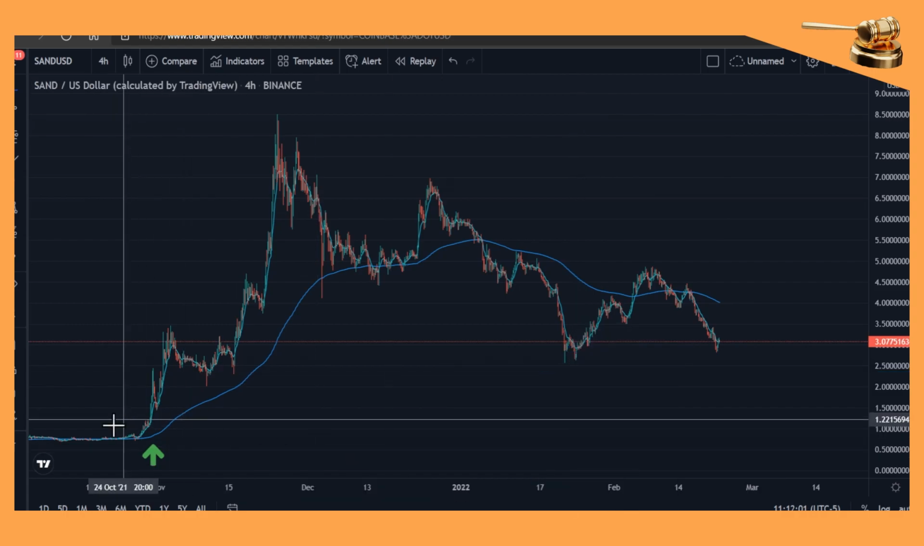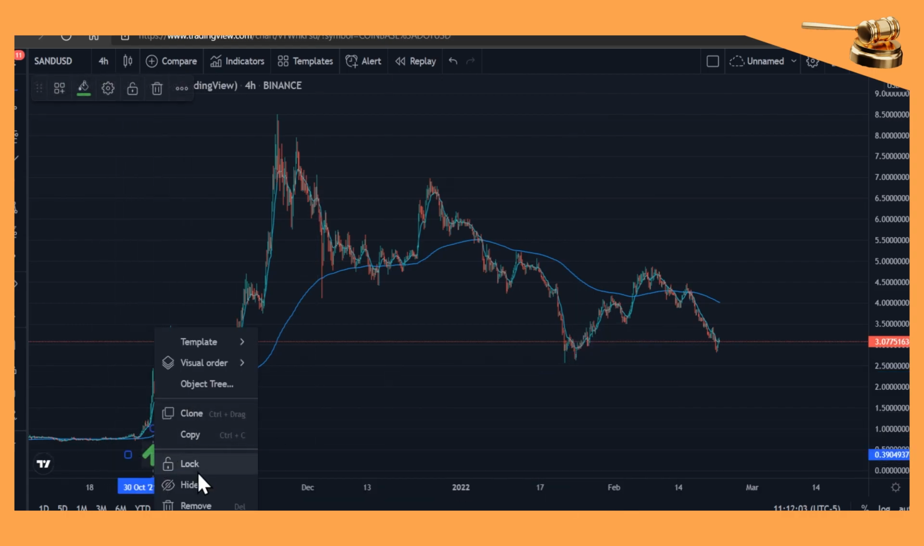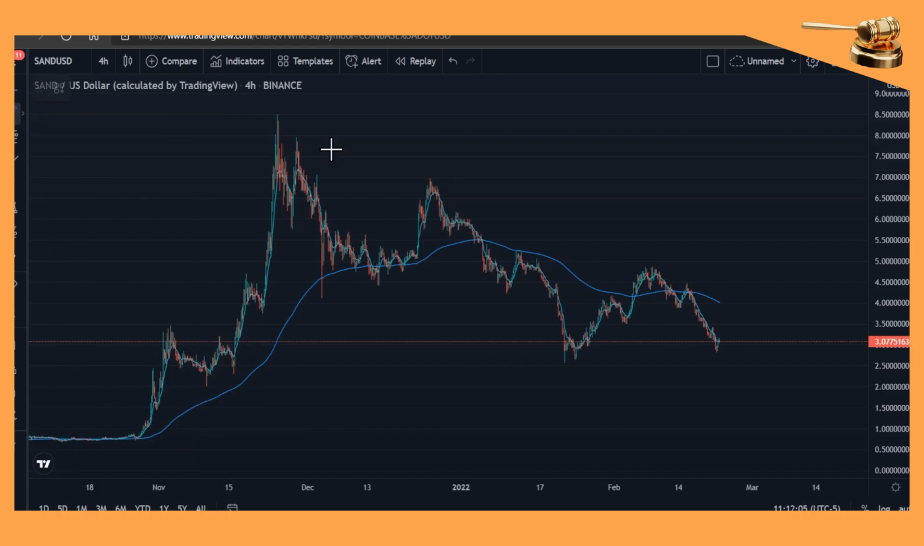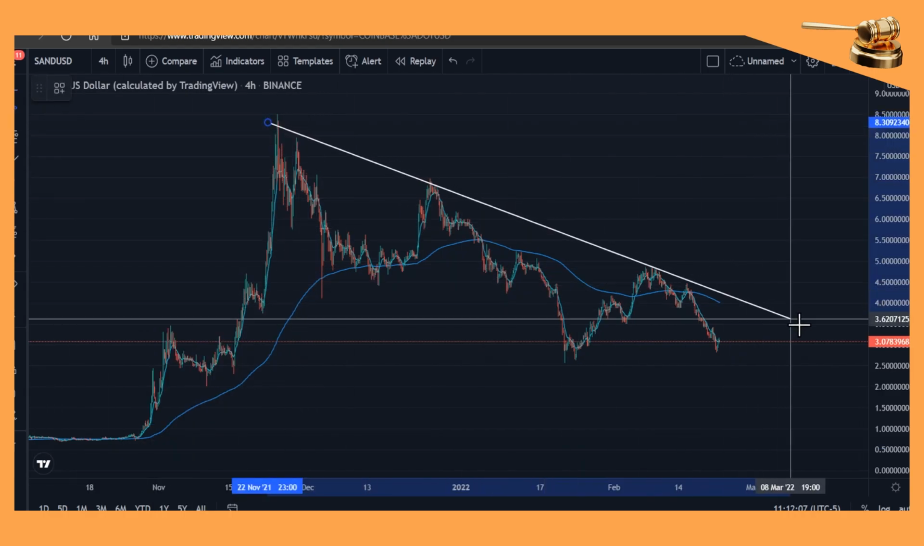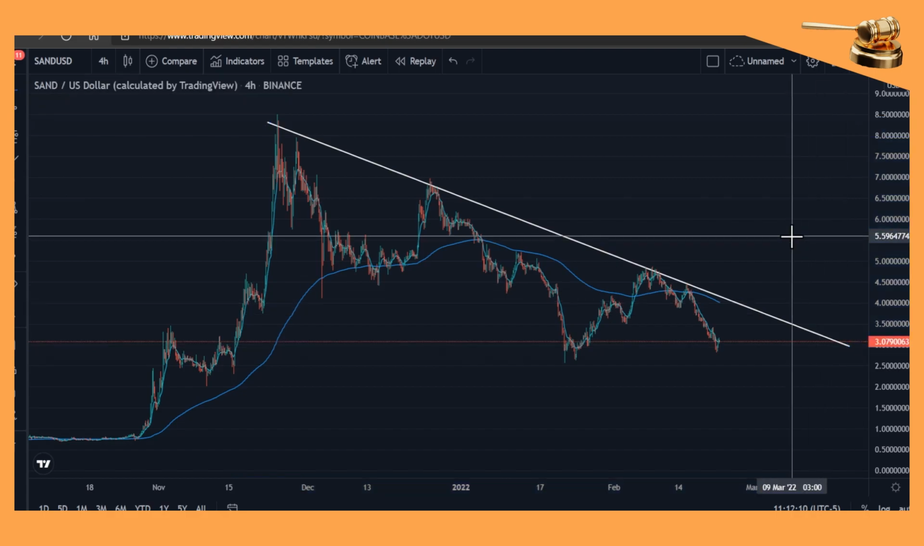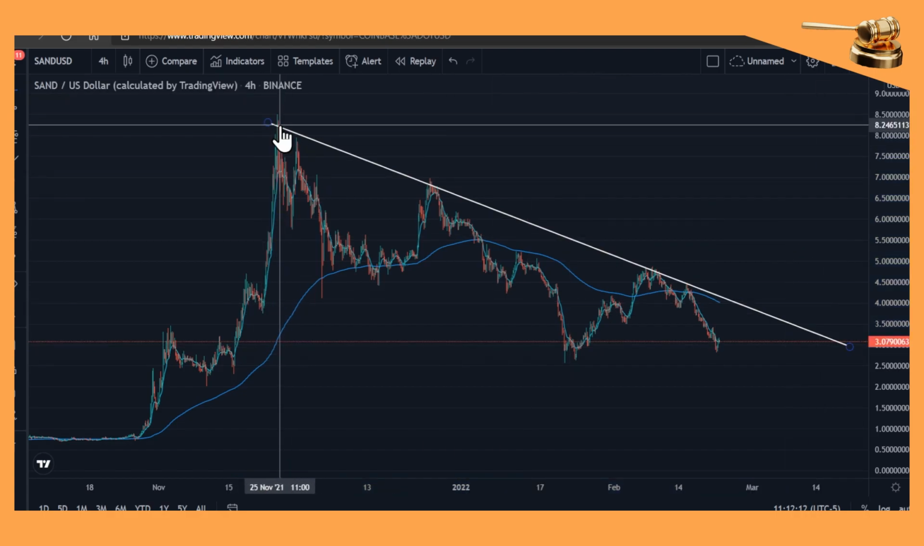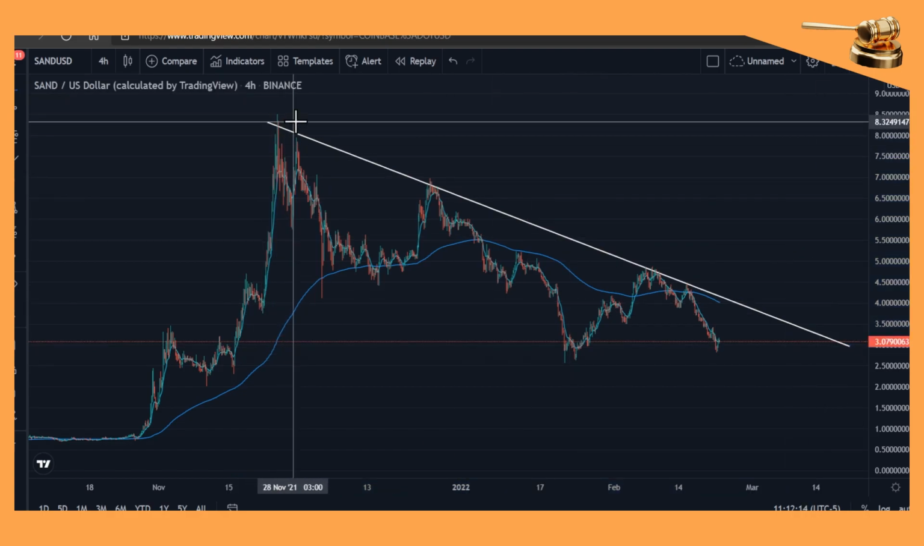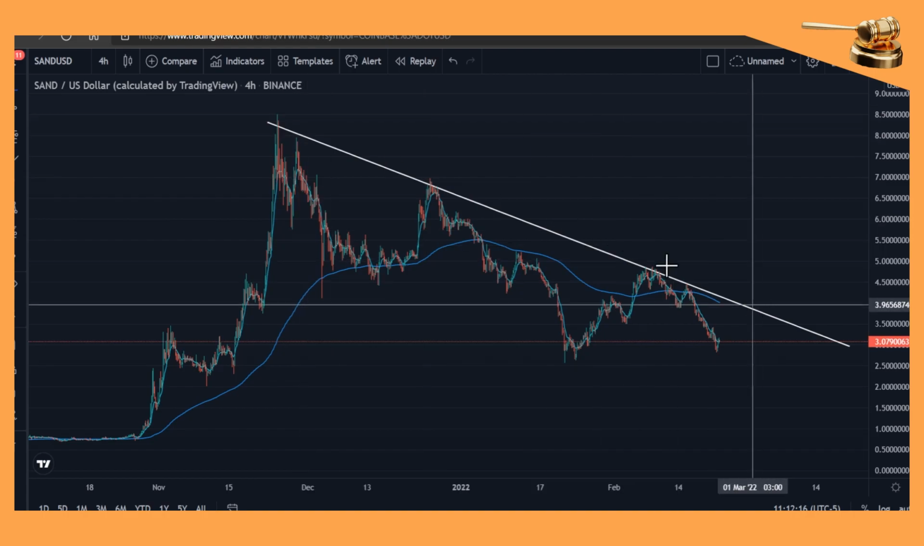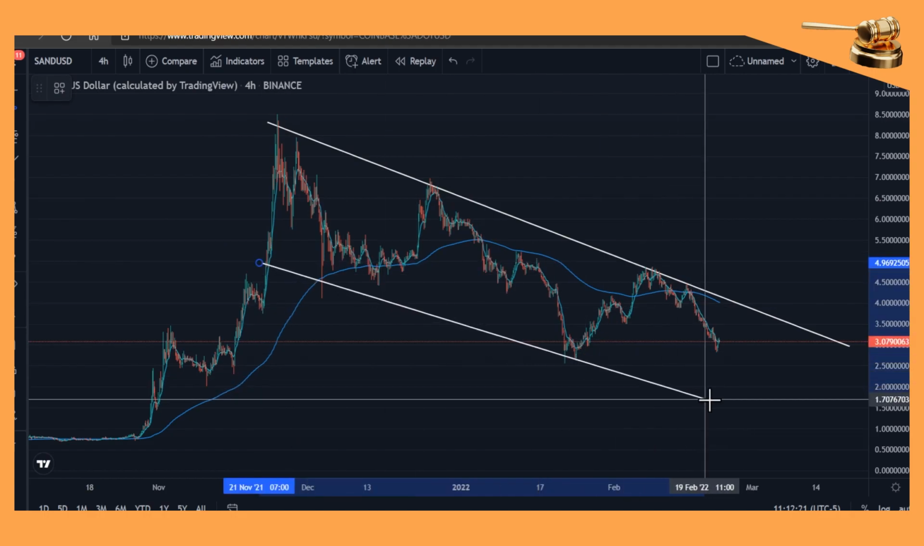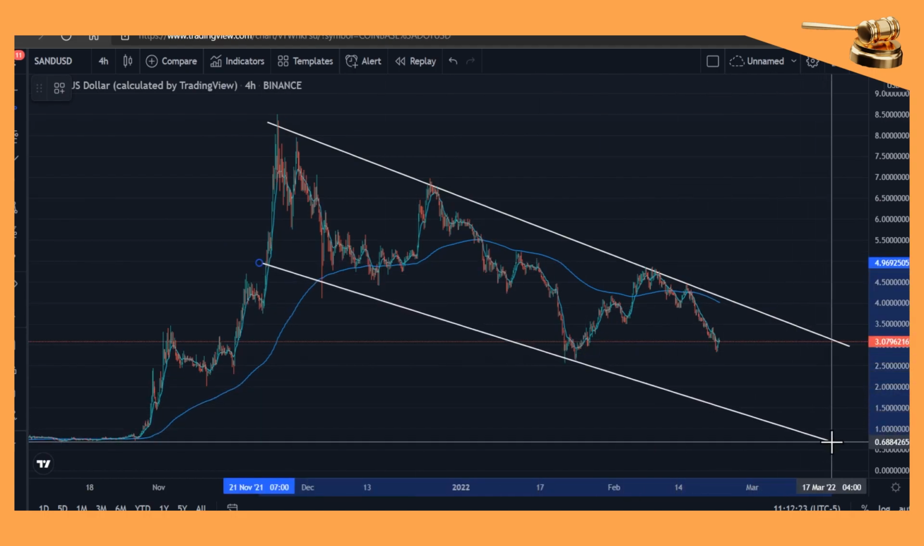Whenever it comes to SAND, we do have a long-term sloping resistance. And technically, we've created a long-term sloping resistance since we hit our all-time highs, which is right up here around, say, $8.50. So SAND is technically in a massive downtrend. And matter of fact, it does look like it's in a massive downtrending channel.